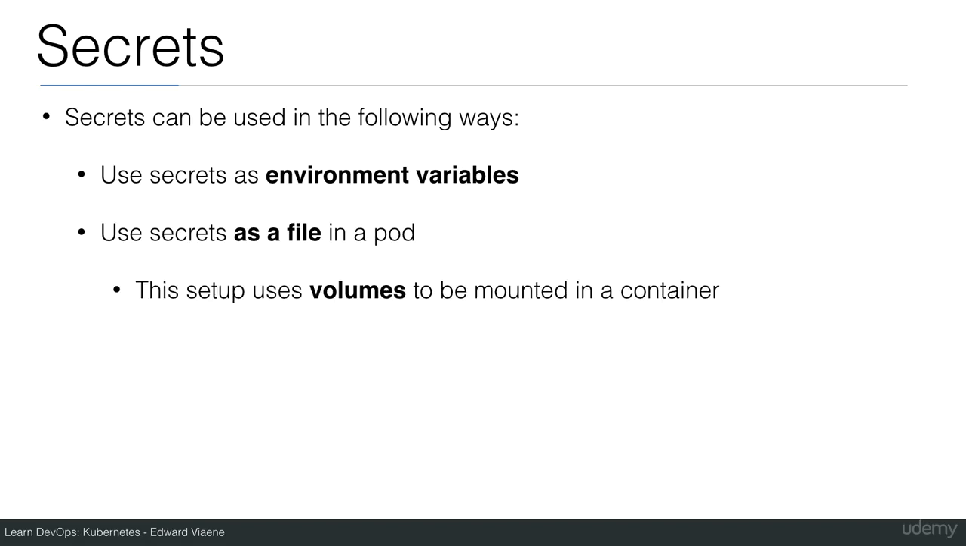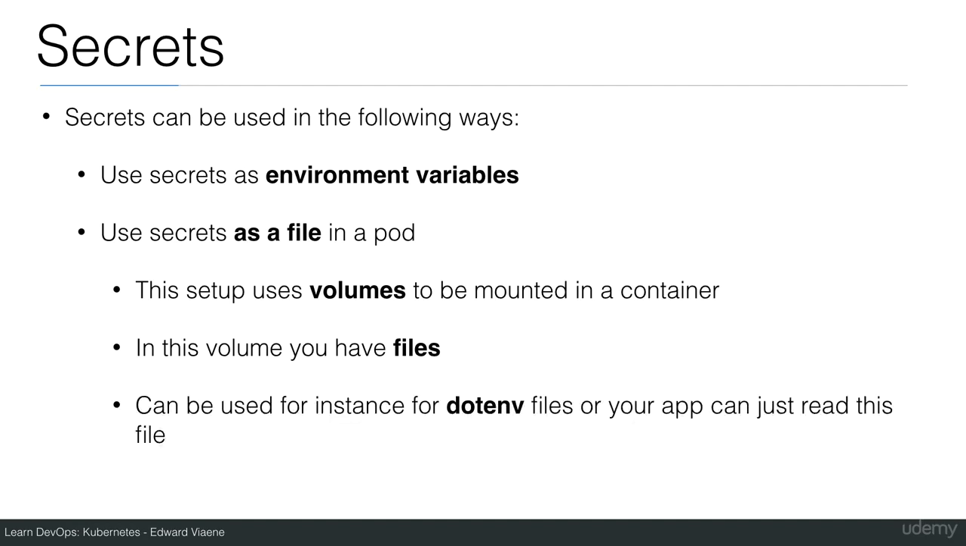This setup uses volumes to be mounted in a container. In this volume, you have files. So in your container, you're going to have a volume. It means it's just a directory that your app can access that contains then those secrets. It can be used, for instance, for .env files, if you are familiar with those, or your app can just read this file or these files.